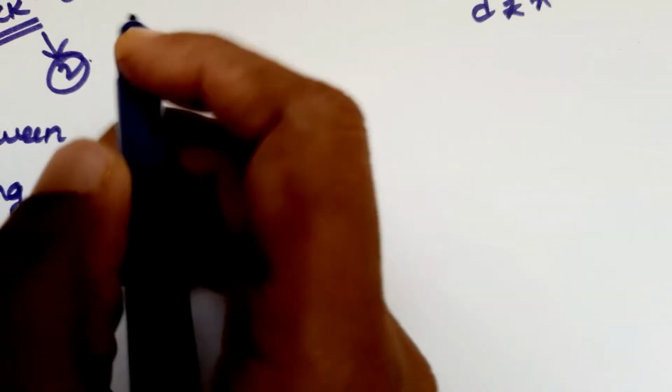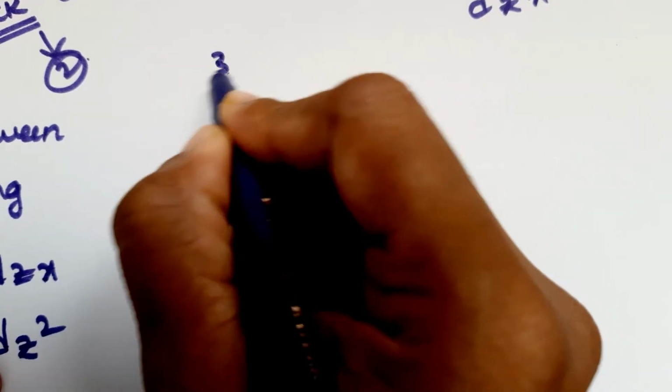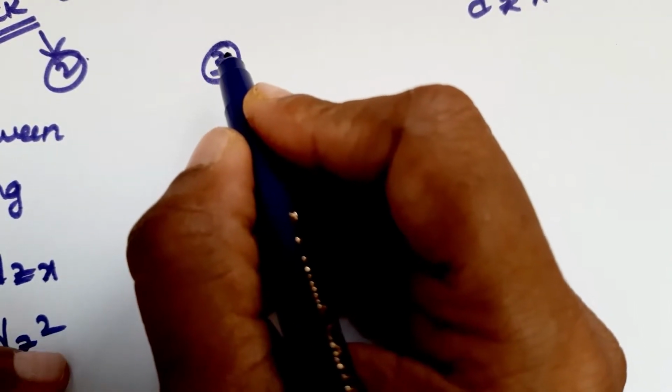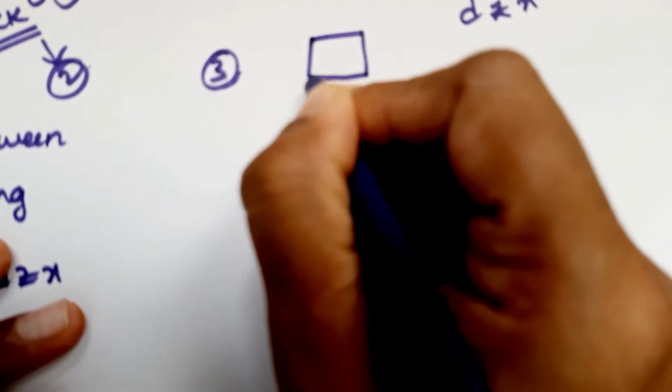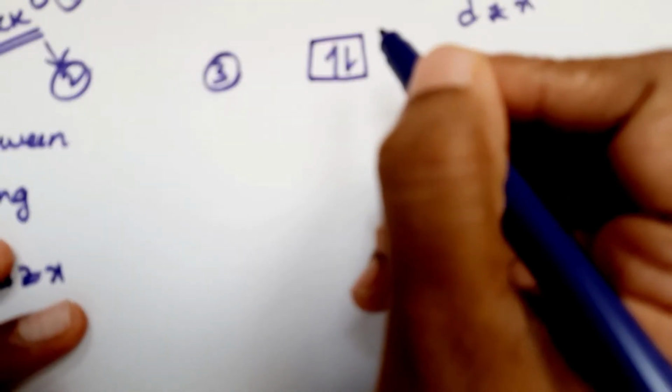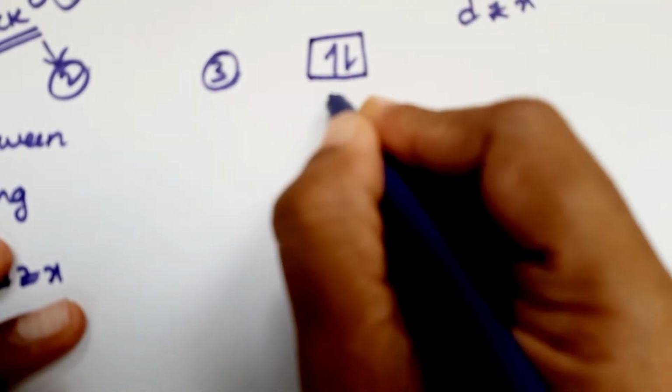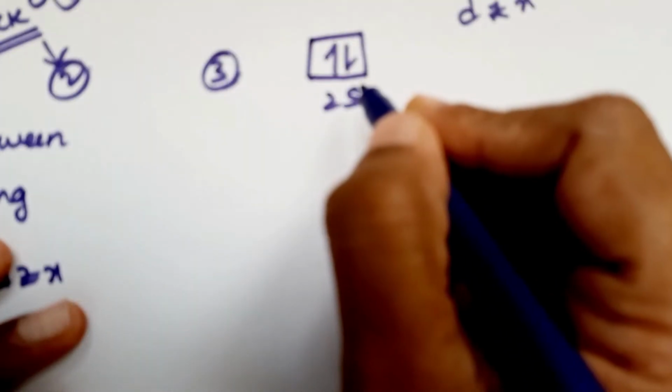Once again I will repeat this. For example, take the s orbital. It can accommodate how many electrons? 2. For example, it is the 2s orbital. It can accommodate 2 electrons.